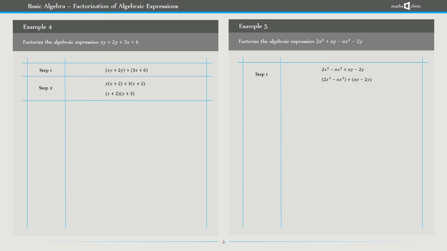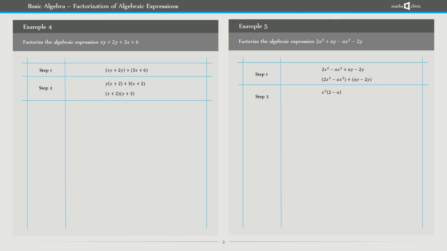We group them. Okay, so we've grouped them now, and then once we've done that, the next thing we want to do is factorize. So we factorize 2x squared minus ax squared. We can factorize that with x squared, and what we end up with is 2 minus a. Okay, and if we do the same thing with the second part, we factorize with y, we end up with a minus 2.